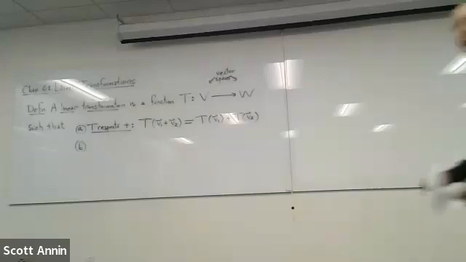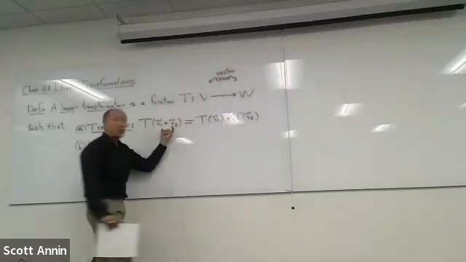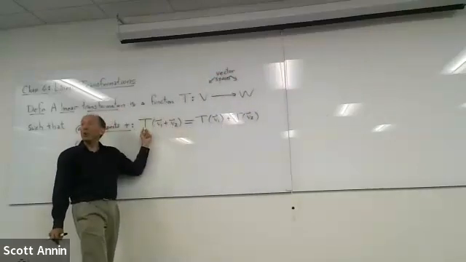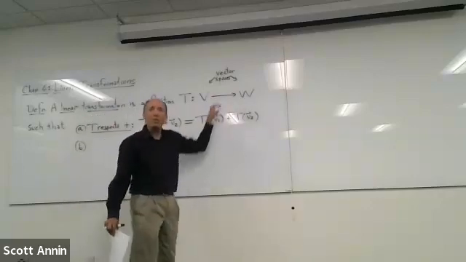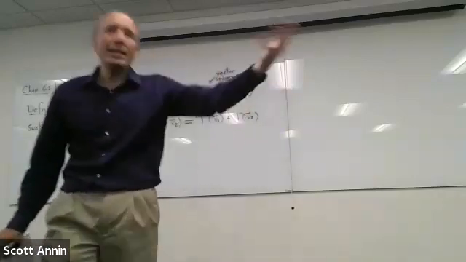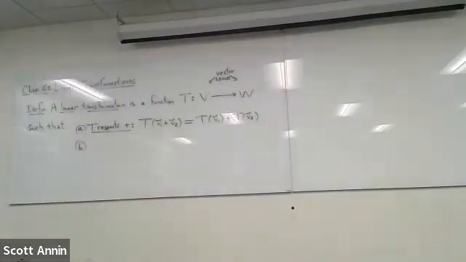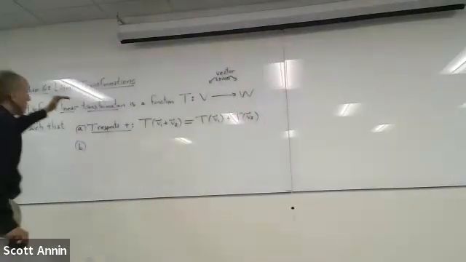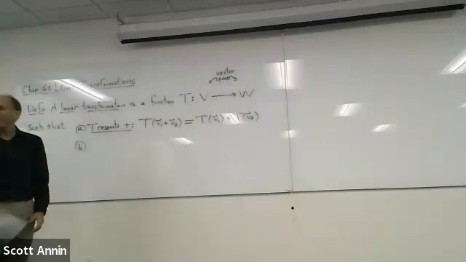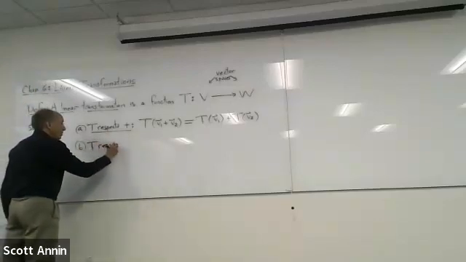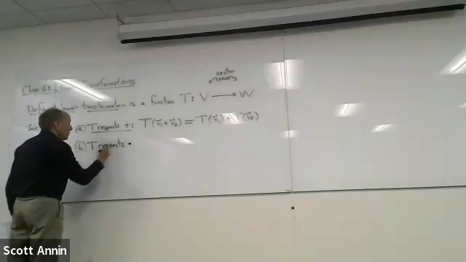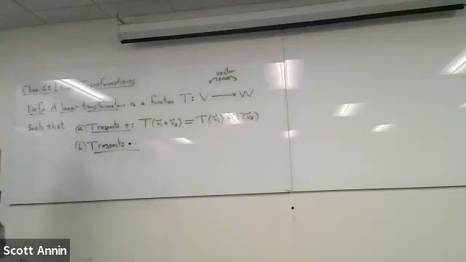So you see what's going on the left side, I add the vectors first and then transform them. On the right side, I transform them individually first, and then afterwards I add them together. Either way, I should get the same answer if T is going to respect that addition. Okay? And then also, you won't be surprised that part B here is that T should respect scalar multiplication.